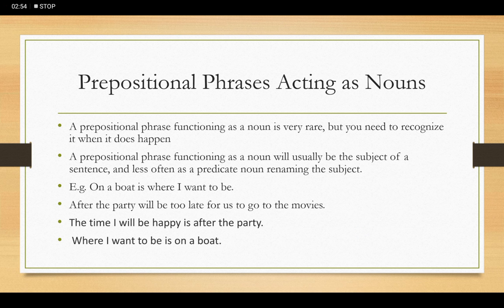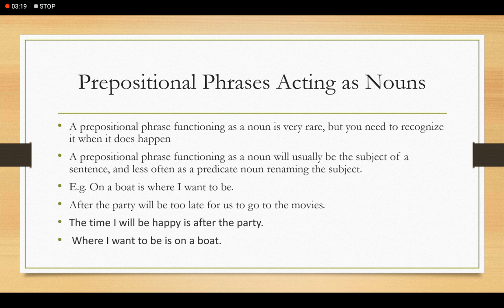There are some prepositional phrases that act as nouns, and you need to recognize when it happens. A prepositional phrase functioning as a noun will usually be the subject of a sentence, and less often a predicate noun, renaming the subject. On a boat is where I want to be. After the party will be too late for us to go to the movies.